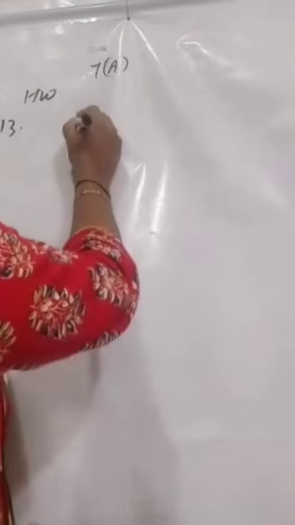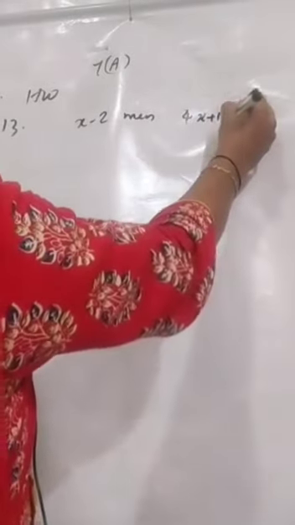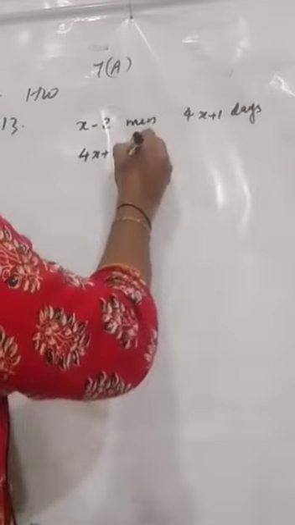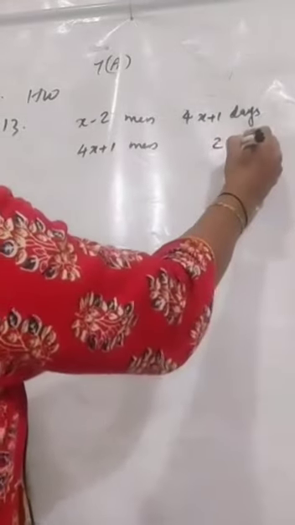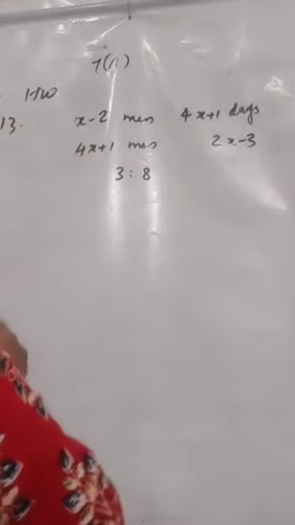Question number 13. Do question number 10 as homework. The work done by x minus 2 men in 4x plus 1 days and the work done by 4x plus 1 men in 2x minus 3 days are in the ratio 3 is to 8. Find the value of x.